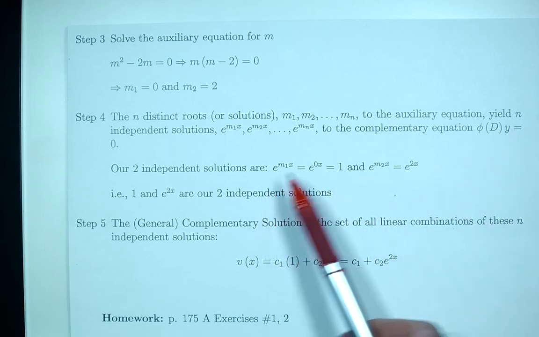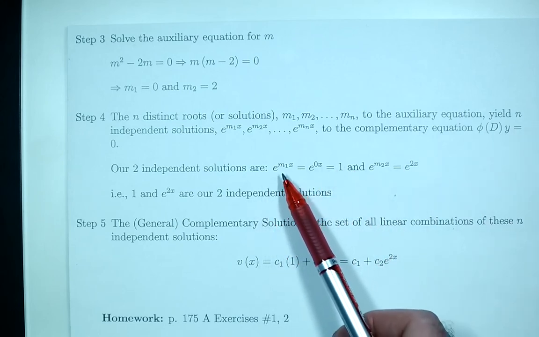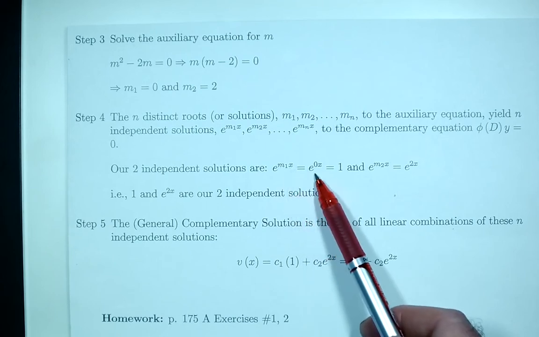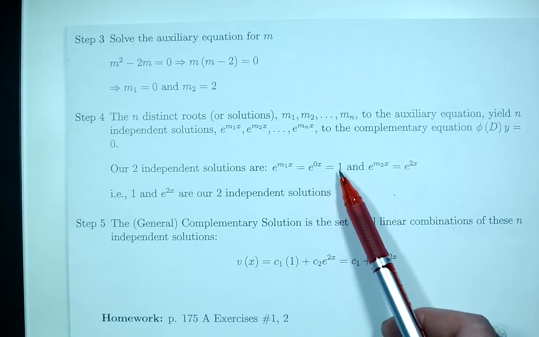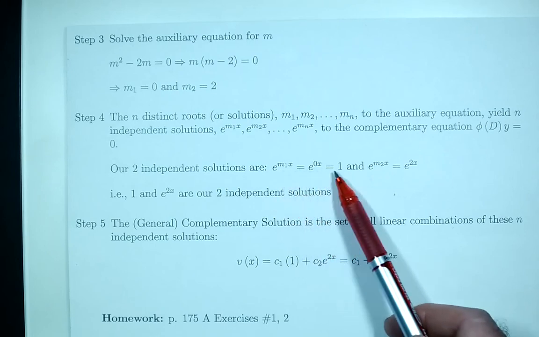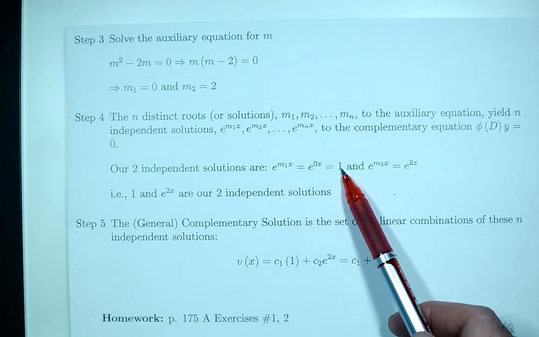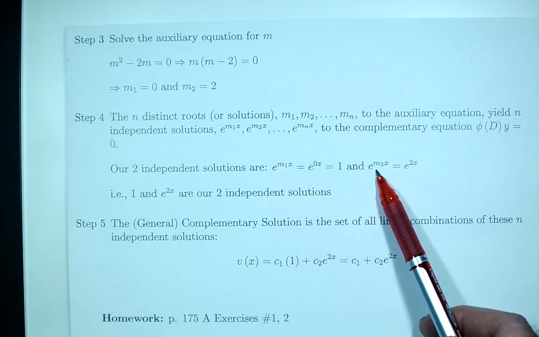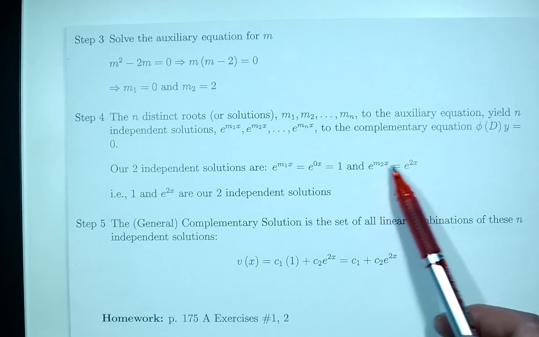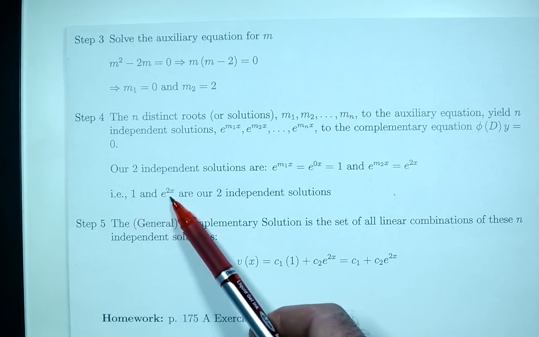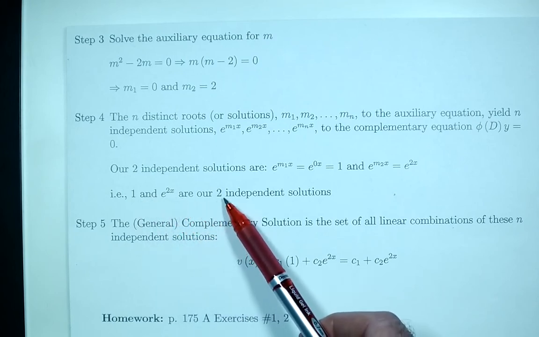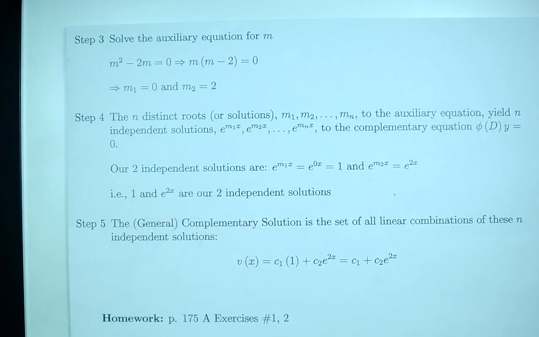Our independent solutions to the complementary equation are e to the m1x, which is e to the 0x. See, e to the 0x is just e to the 0. That just equals 1. So the first independent solution is 1. The second independent solution, e to the m2x, is e to the 2x. So 1 and e to the 2x are our two independent solutions.